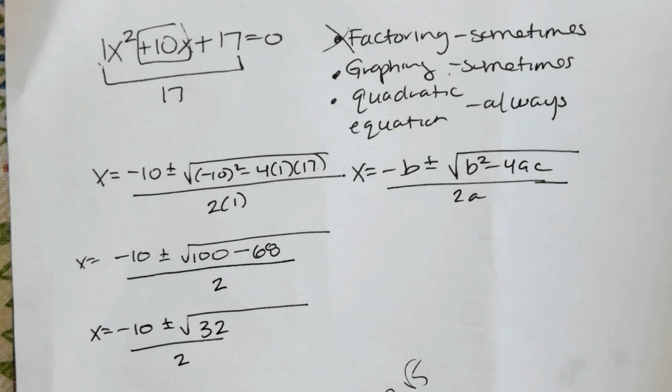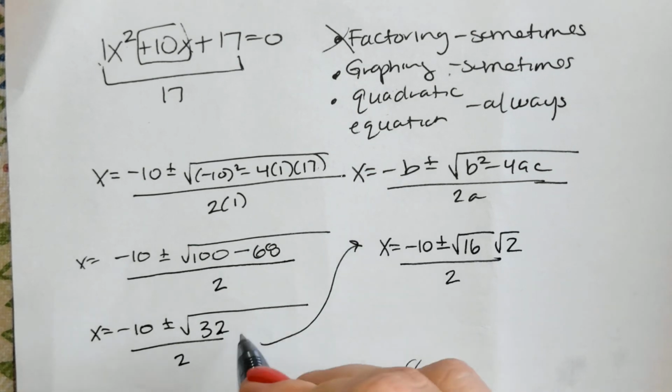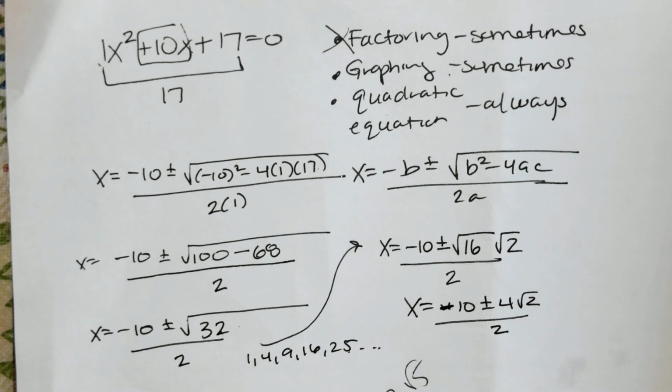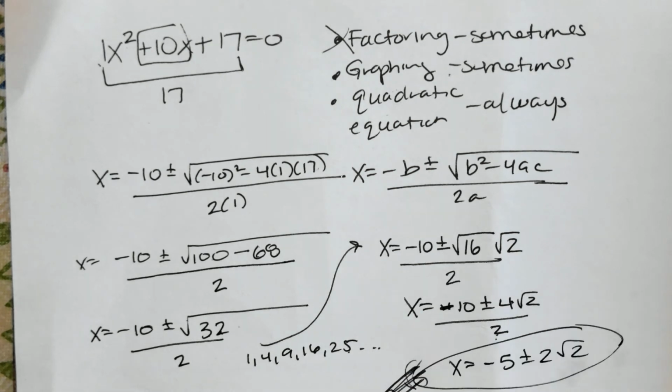I'm going to take this 32 and I'm going to start, remember this is a square root, writing down perfect squares. 1, 4, 9, 16, 25. 25 does not nicely divide into 32, but 16 does. 16 times 2 is 32. Remember, we are asked to fully simplify. This 2 has to be shared with both the left and the right.